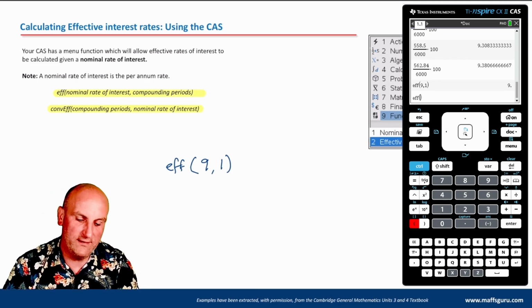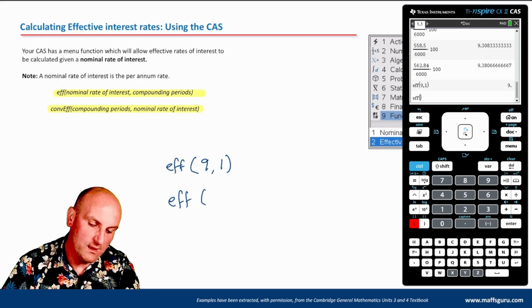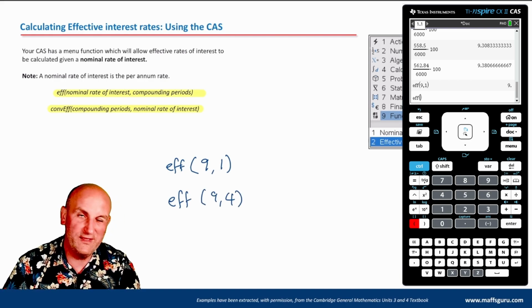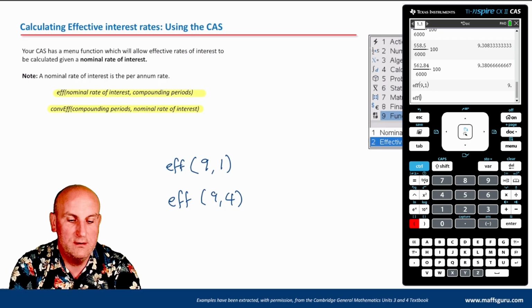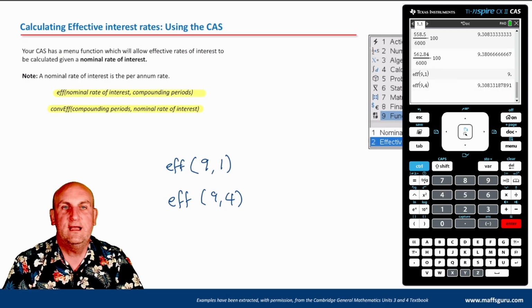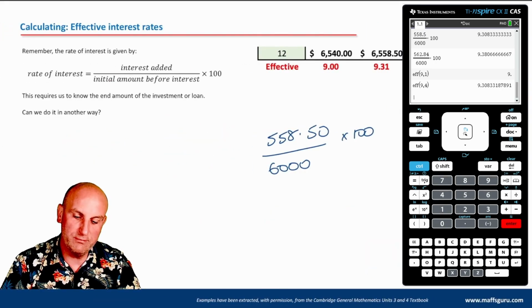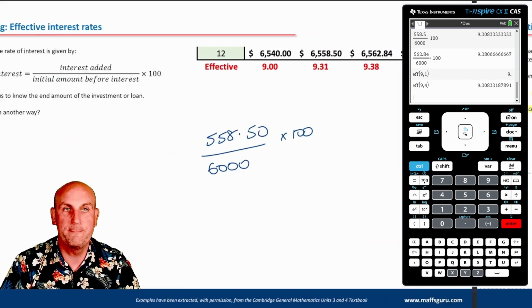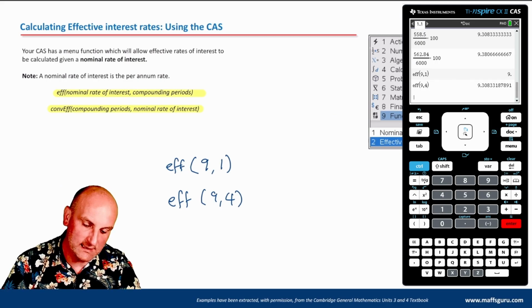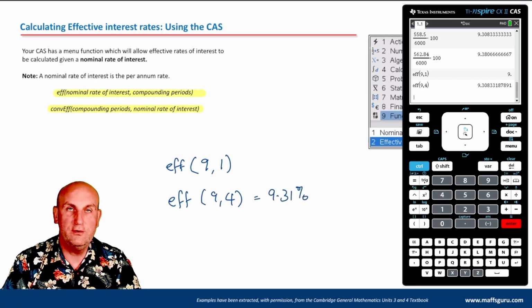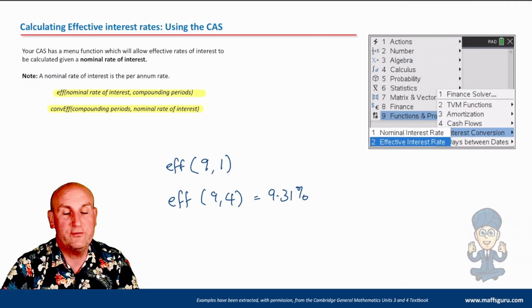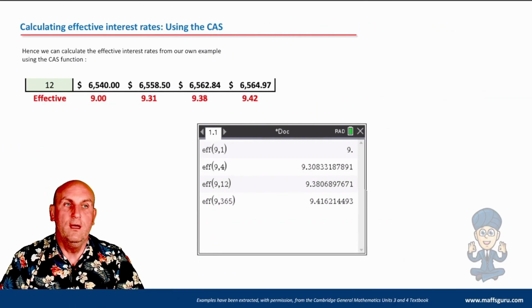But if I do EFF of 9, 4, because I think my next one was quarterly, right? So 9, 4, I actually get 9.31. So if we go back, was it 9.31? Absolutely. So your calculator can actually work out this effective interest rate with that simple function, and it's used quite a lot.